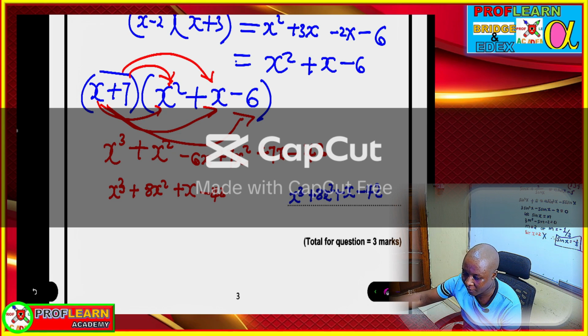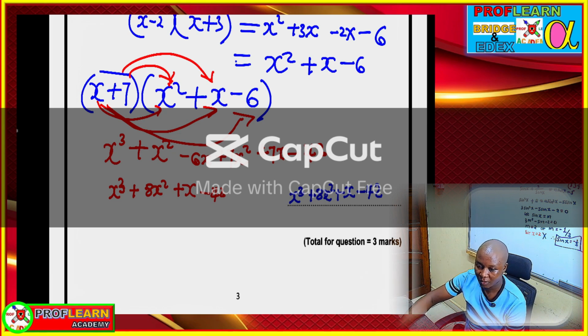So as you are preparing for your exams, you need to ensure you prepare how to work out questions to do with expanding brackets.